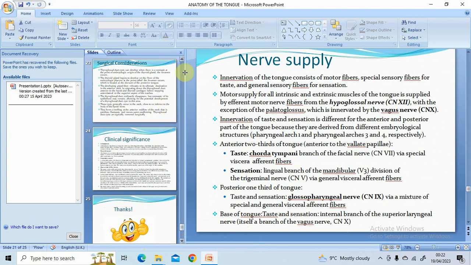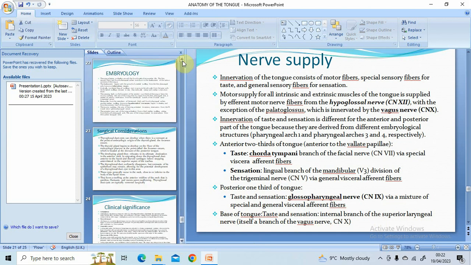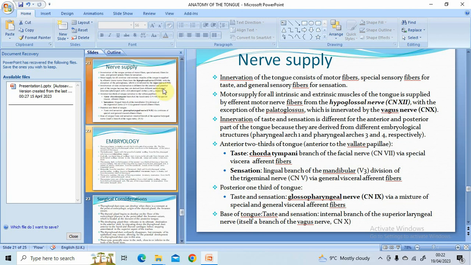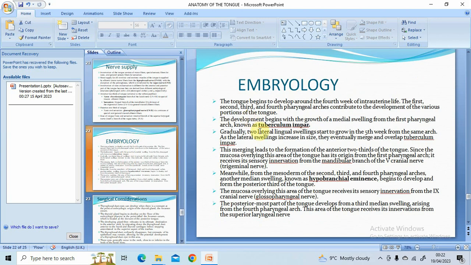So I'm going to talk about the embryology of the tongue, how the tongue is being formed. The tongue begins to develop around the 4th week of intrauterine life. Around the 4th week, that's what we call the median swelling. It starts to grow. That median swelling is called the tuberculum impar. It starts to grow, and we have it from the first pharyngeal arch. Okay? From the first pharyngeal arch. So the median swelling, which is called the tuberculum impar, starts to grow.